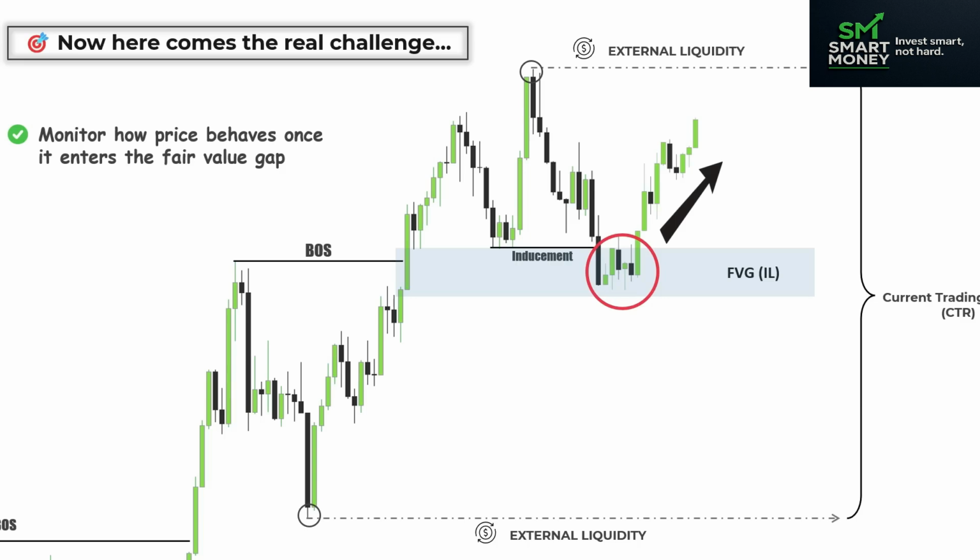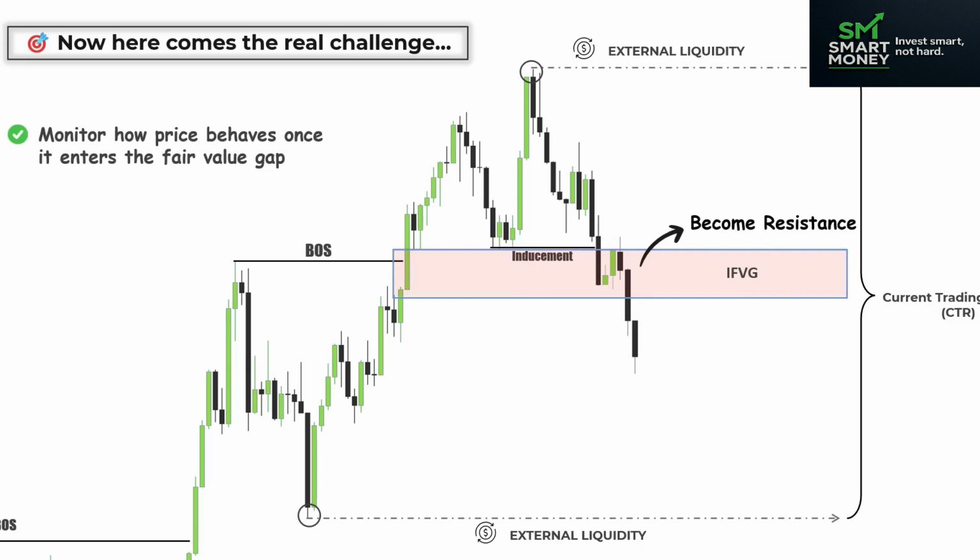On the other hand, if price disrespects the fair value gap, meaning it breaks straight through it with no meaningful reaction, that gap flips its role. It becomes what we call an inverse fair value gap, now acting more like a resistance zone.